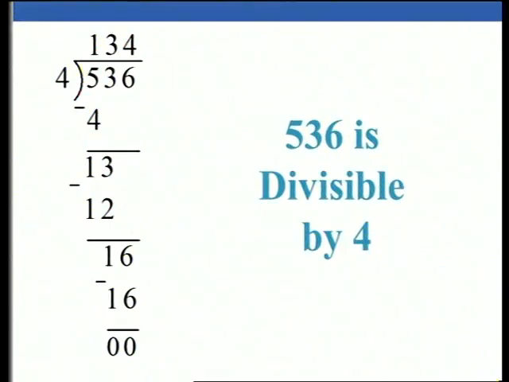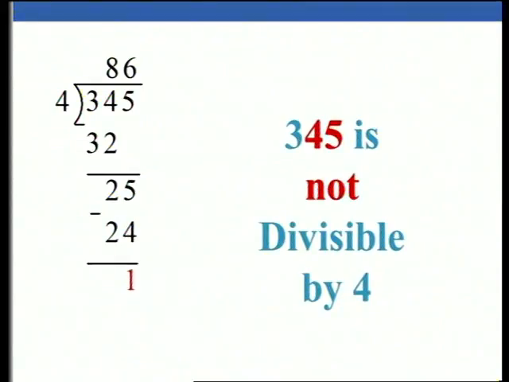If I long divide this 536 by 4, what we are getting is the quotient as 134 and remainder is 0. That means 536 is also divisible by 4. Exactly. How nice. This test is easy as well. All we need to check is if the last 2 digits are divisible by 4 or not.